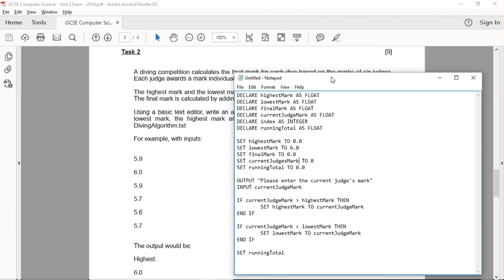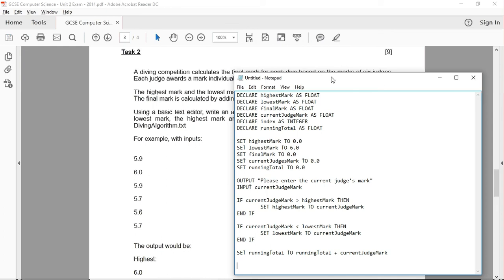Set running total to running total plus current judge mark. That's going to keep adding up the current judge's mark to all the rest of them in a running total. Right, now we need to calculate the running total minus the highest mark minus the lowest mark.